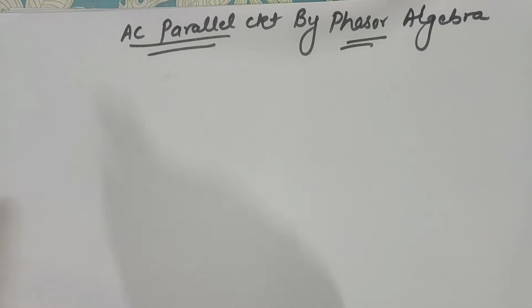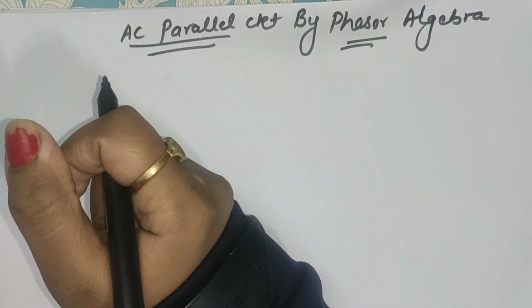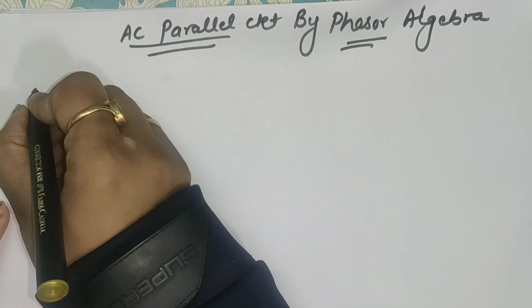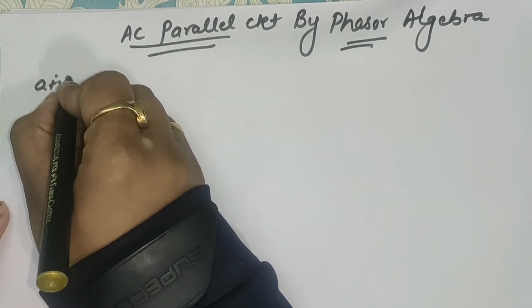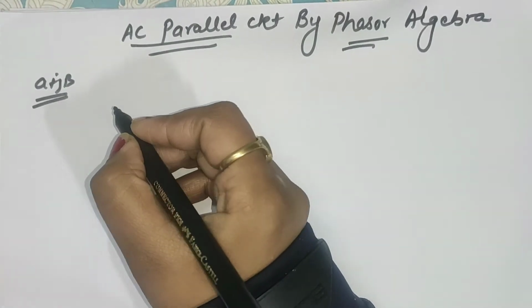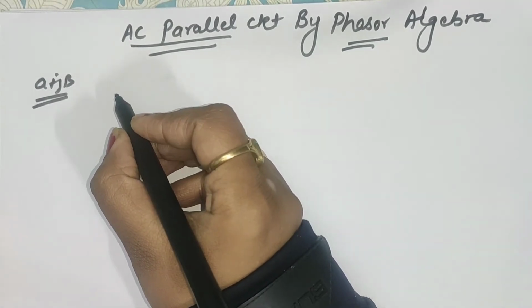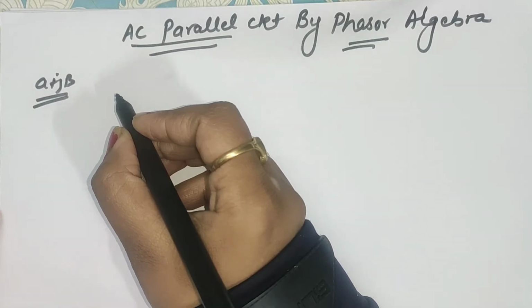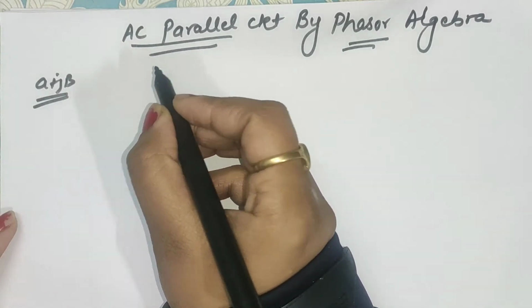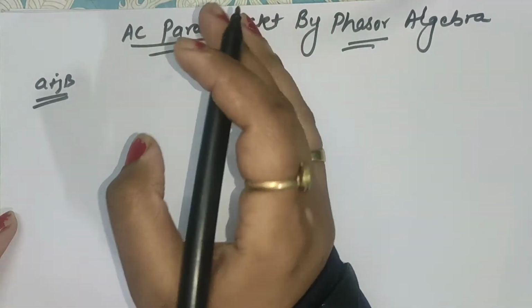By phasor algebra, in this method, voltage, current and impedance are expressed in the complex form. What is the complex form? A plus j beta. You should know this. So in this phasor algebra method, voltage, current and impedances, all the terms will be present in the complex form, either rectangular or polar form.